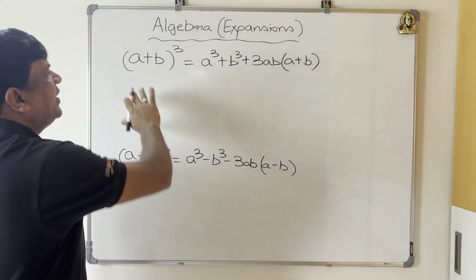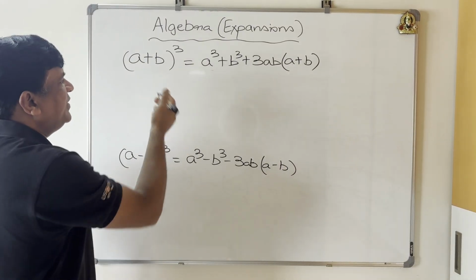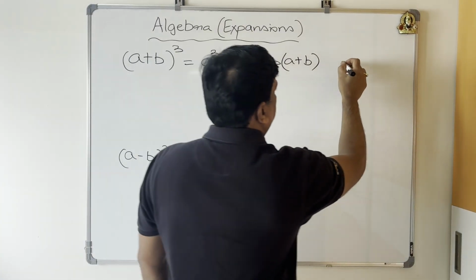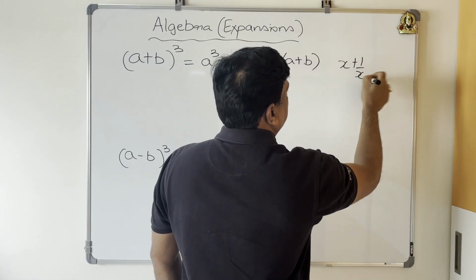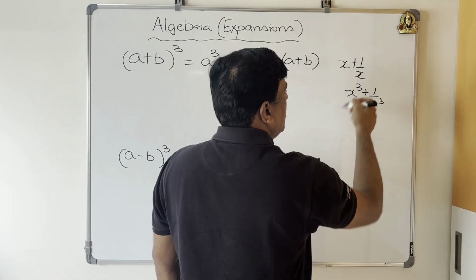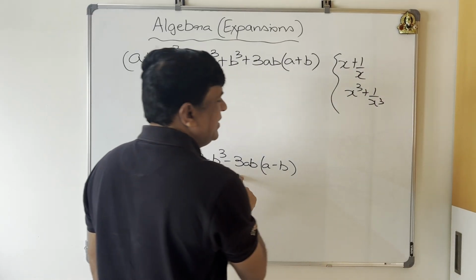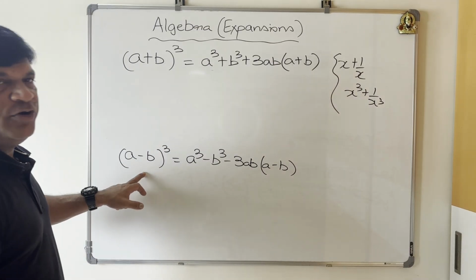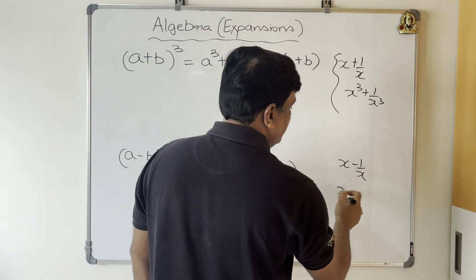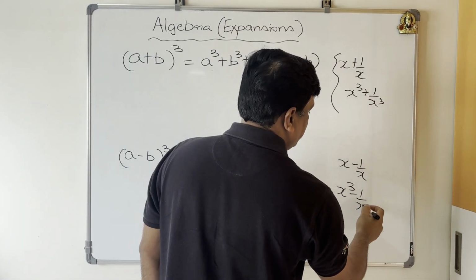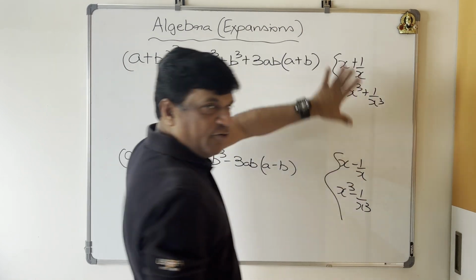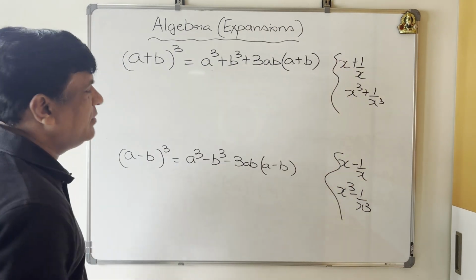If you look at it, you might have seen a lot of problems where they give you x plus 1 by x, and they ask you to calculate x cube plus 1 by x cube, right? Do you need to remember these formulas? Similarly, in the negative one, they give you x minus 1 by x and they ask you to calculate x cube minus 1 by x cube. So do you want to remember another set of formulas like this? You don't have to do anything of that sort.